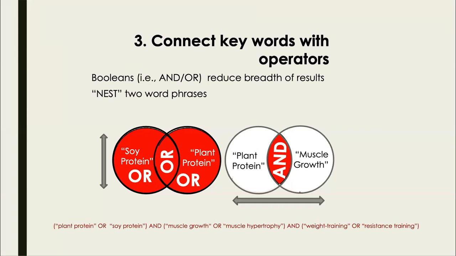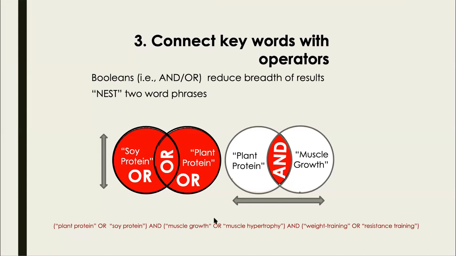In contrast, you can use and, which will, all the results that come up will have to include both words you're connecting. So plant protein and muscle growth. So that will kind of limit, because if you're looking up things that have plant protein or muscle growth, you're going to have so much information. There's no way you're going to be able to refine that and get what you need out of it. So by connecting it with and, you can limit your search results to including only things that you're interested in.